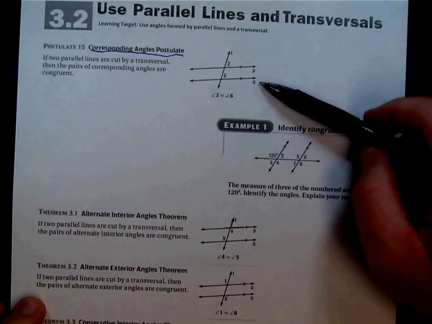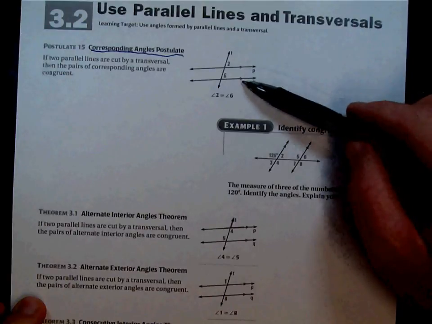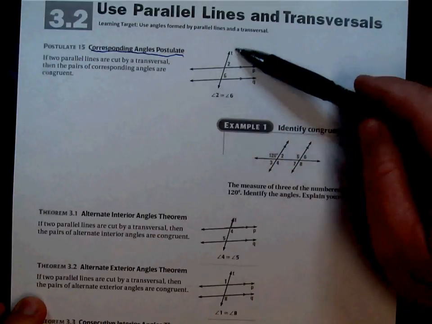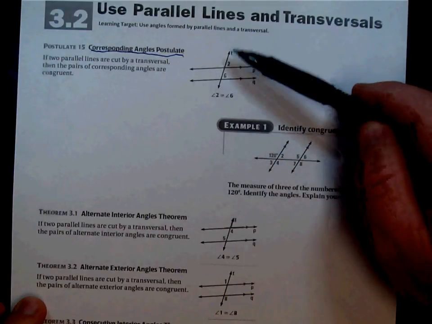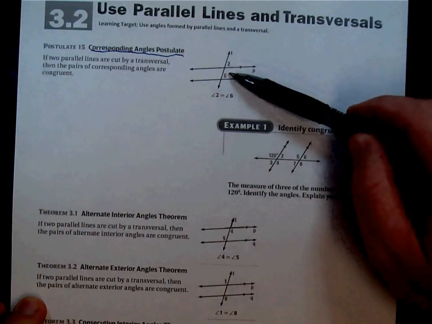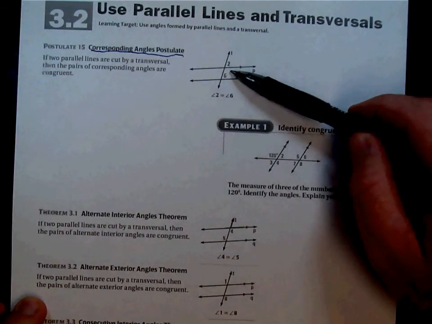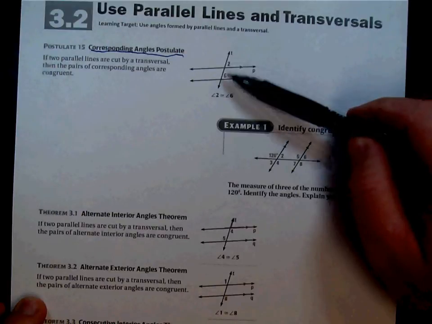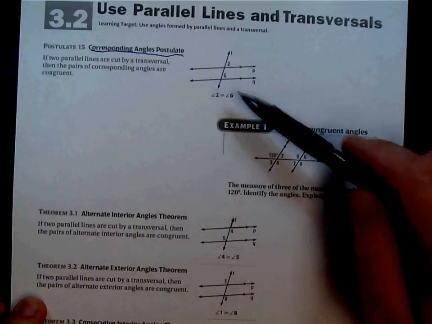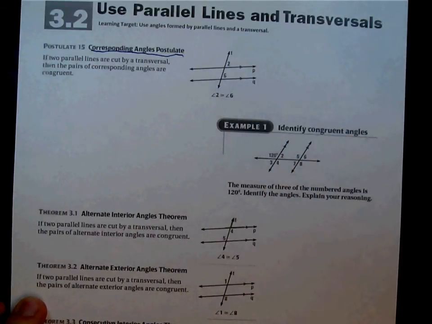So you see in this picture, we've got parallel lines P and Q. They have the arrows on them, so that marks that they're parallel. And then there's this transversal, it's line T. It's going to create corresponding angles. 2 and 6 are one of the pairs of corresponding angles. They're not the only pair, but it tells us in this postulate that they're congruent. So I know that angle 2 and angle 6 are congruent.